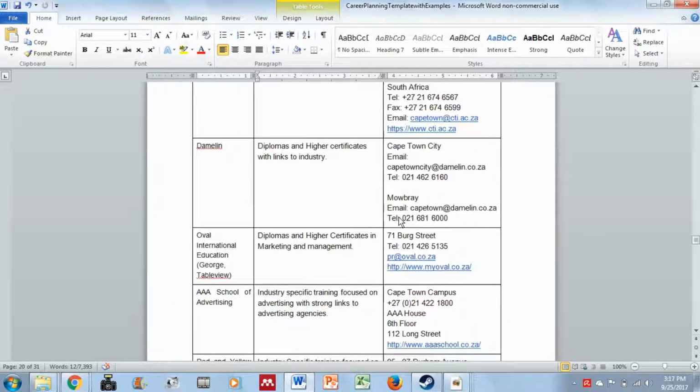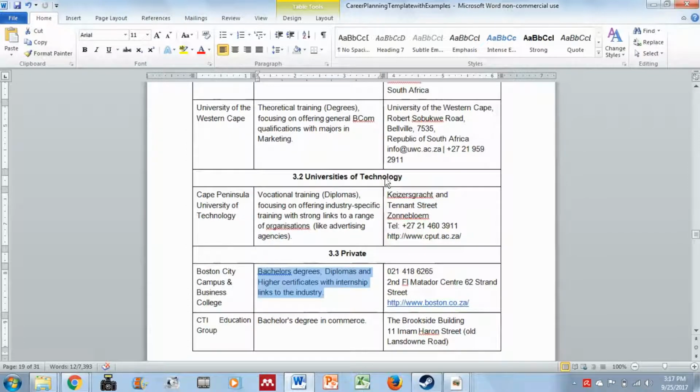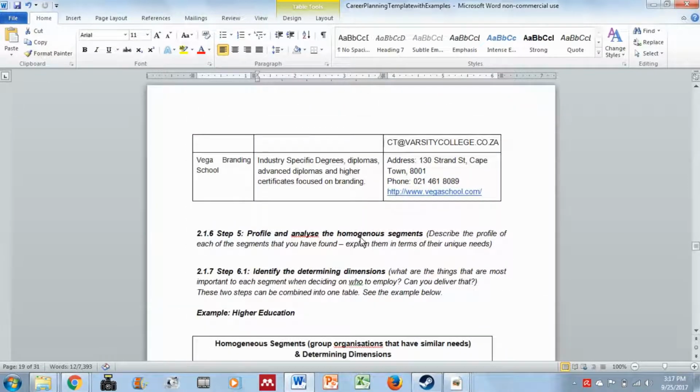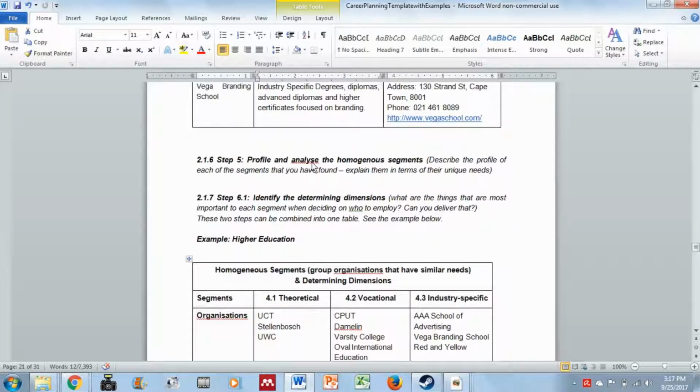I basically have 3 segments here. There's that one, and that one, from what I can tell. Step 5. Profile and analyze the homogeneous segments. Describe the profile of each of the segments that you have found. Explain in terms of their unique needs, and I go into that over here. So I combine these 2 together.